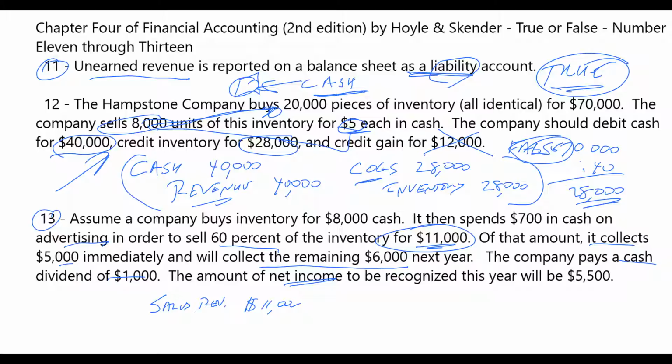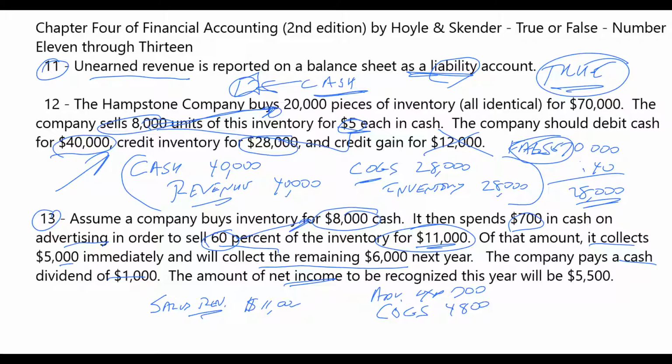Now, what expenses do you have? You have a $700 advertising expense. Money was paid for an advertisement. That's an expense. And you have cost of goods sold. It says that 60% of the inventory was sold and it cost $8,000. 60% of 8,000 means that you have cost of goods sold of $4,800.